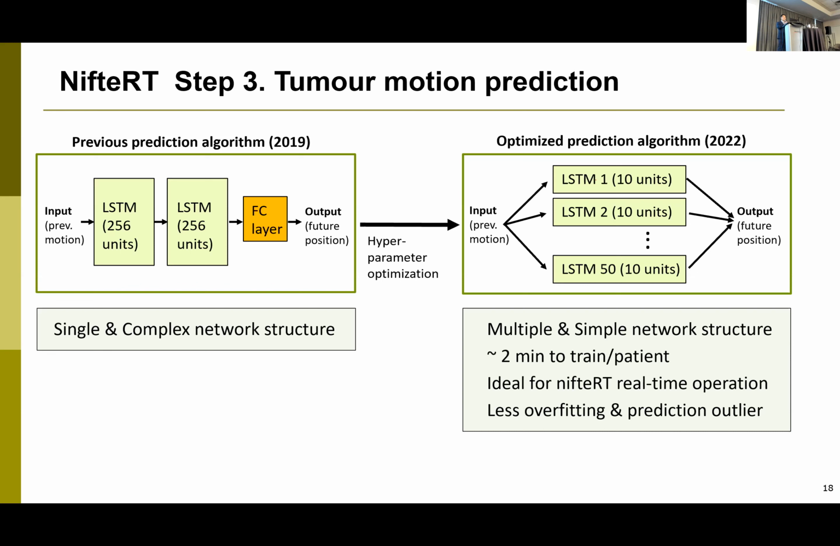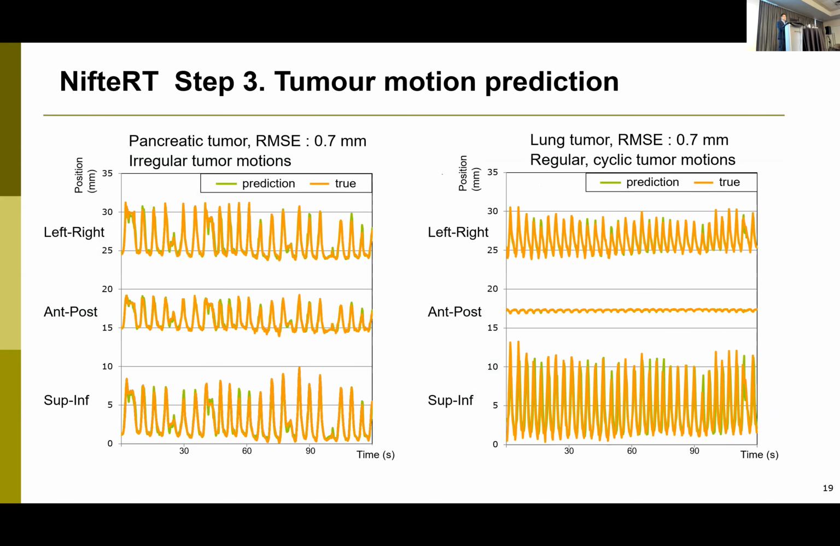And the advantage there is we can use the fresh data, right? The most fresh data. So it was again ideal for NIFT-RT real-time operation, and it showed less overfitting and prediction outlier issues. So these are a couple of examples. So 3D tumor motion, so left-right, anterior-posterior, and superior-inferior. The green curve is from predicted tumor motion, and the orange curve is from the true, known tumor position. So the more overlap they have, the better in this case.